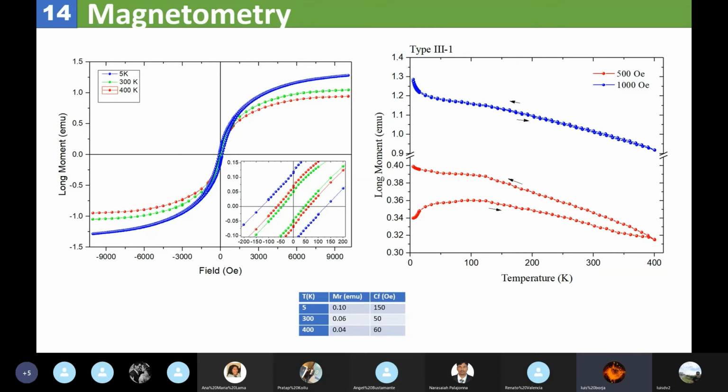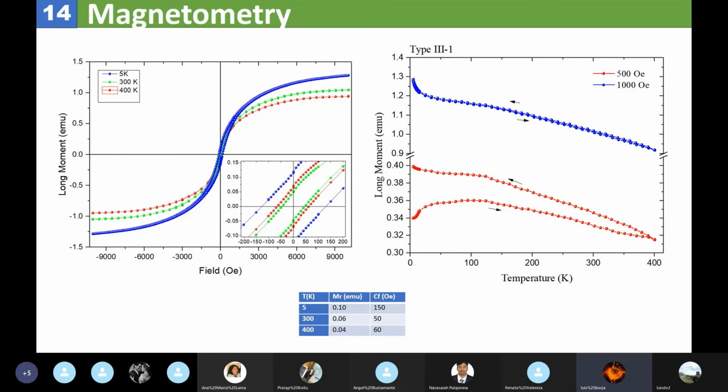And in the left bar we have the magnetization at 500 Oersted and 1000 Oersted. We can see that there is a reversibility process for the blue curve at 1000 Oersted, but at 500 Oersted there is no reversibility. Also, we can see between 100 and 150 a formation of tiny slopes, changing the behavior of the curves.